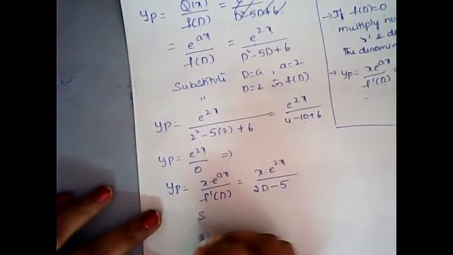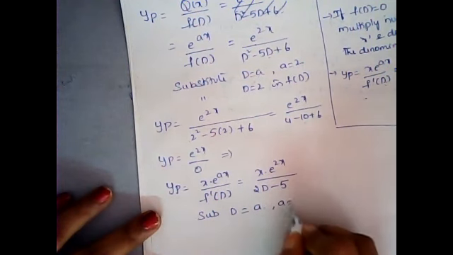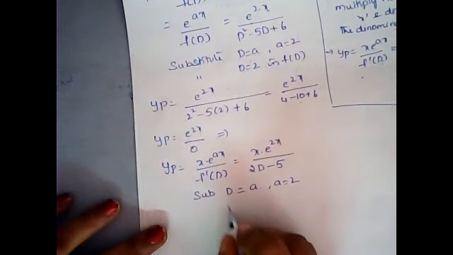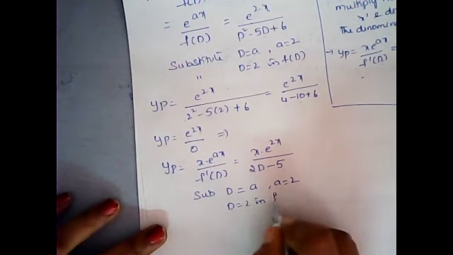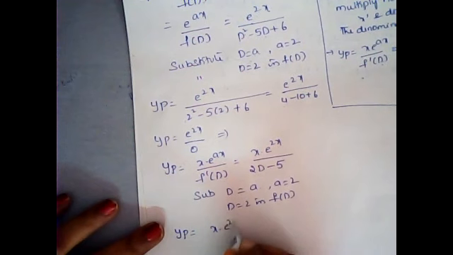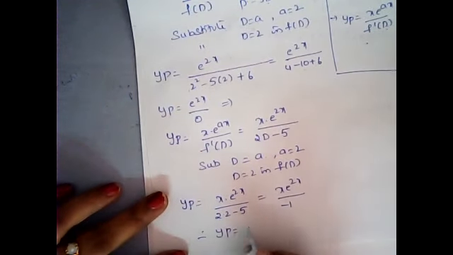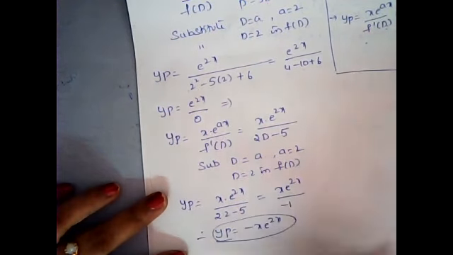Now again substitute D equals a, where a equals 2. So substitute D equals 2 in f dash of D. So yp equals x into e power 2x by 2 into 2 minus 5, which is x into e power 2x by 4 minus 5, so I will be getting minus 1. Therefore yp equals minus x e power 2x. This is the required yp here.